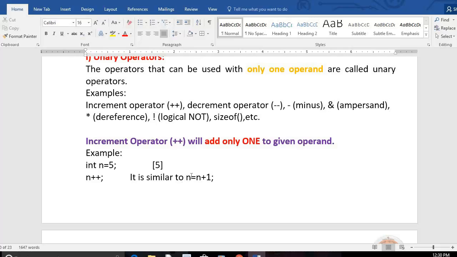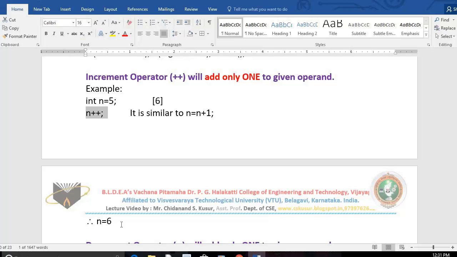N plus plus means n equals n plus 1. That means to the previous value of n, 1 will be added. What is the previous value of n now? 5. 5 plus 1, how much? 6. Now n has become 6. Instead of writing like this, we write like this, n plus plus. N plus plus means n equals n plus 1. Therefore n equals 6. This is what the increment operator is.